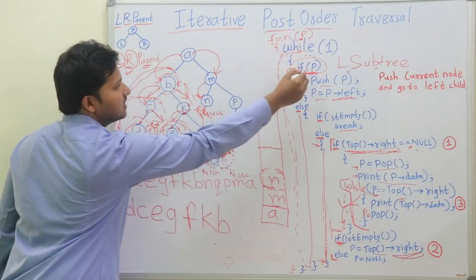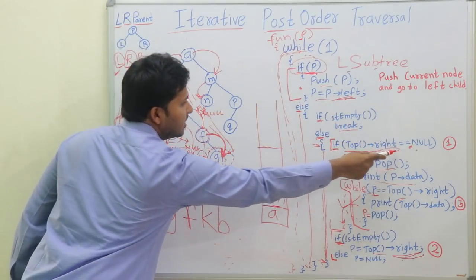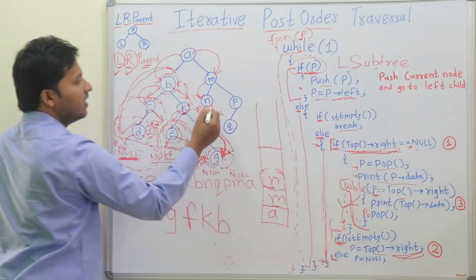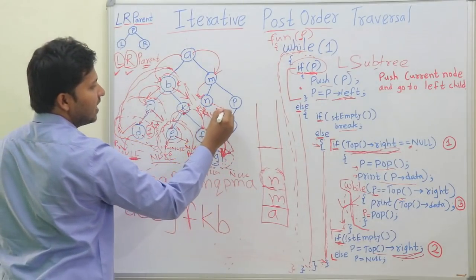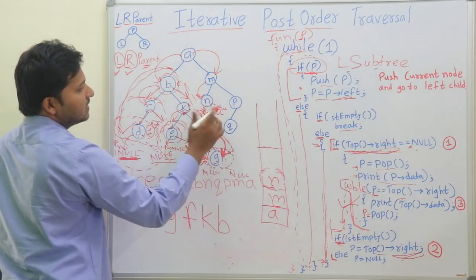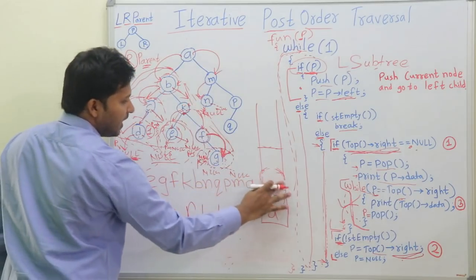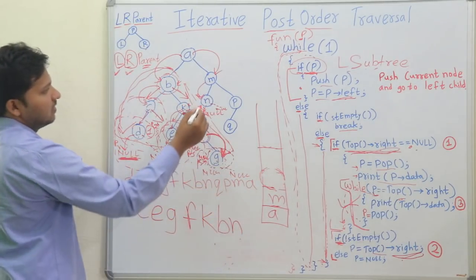Left of N is null, so P points to null. In the next iteration, this if is not satisfied, we check whether the stack is empty, then we check whether top points right is null. Yes, top points right is null because the right child of N is null. As right is also null, we pop and print N.